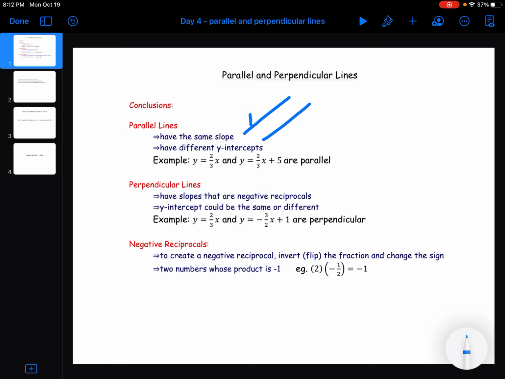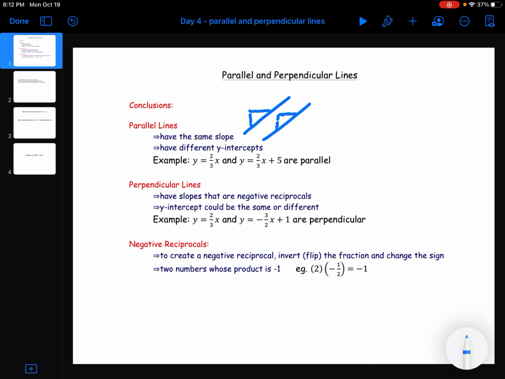So what that means is they have to go up by the same amount and over by the same amount every time. If they don't, they're eventually going to meet and they're not actually parallel. So they're going to have different y-intercepts and they have to have the same slope. The reason their y-intercepts are different is because they're never going to meet.